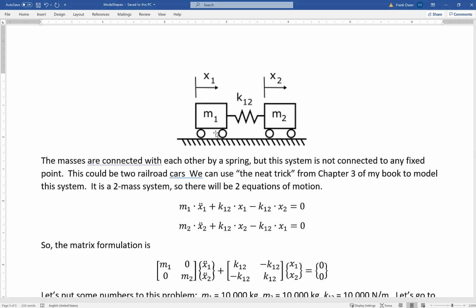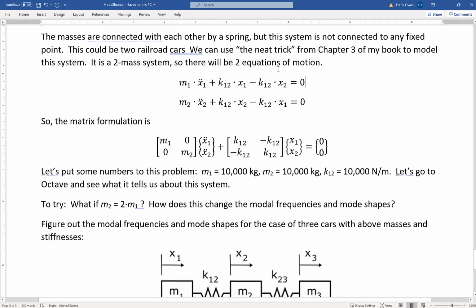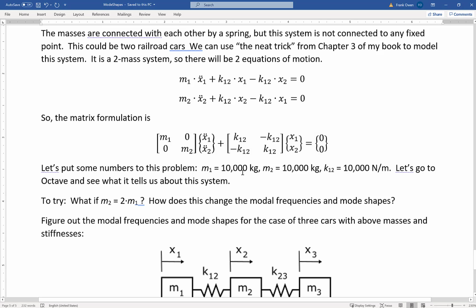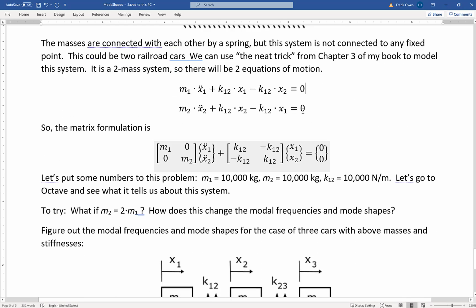If they're not hooked down, you know that you're going to have a rigid body mode, so a modal frequency of 0 and an eigenvector that has the same deflections for both mass 1 and mass 2, regardless of what the masses are. But how this changes the mode shapes, I can say I'm going to have a rigid body mode, and then I think the other one is going to be where the masses are just going back and forth, approaching and going away from each other, which we proved.